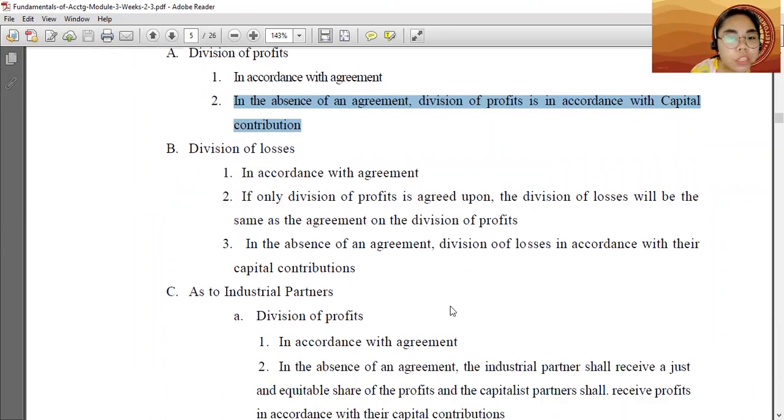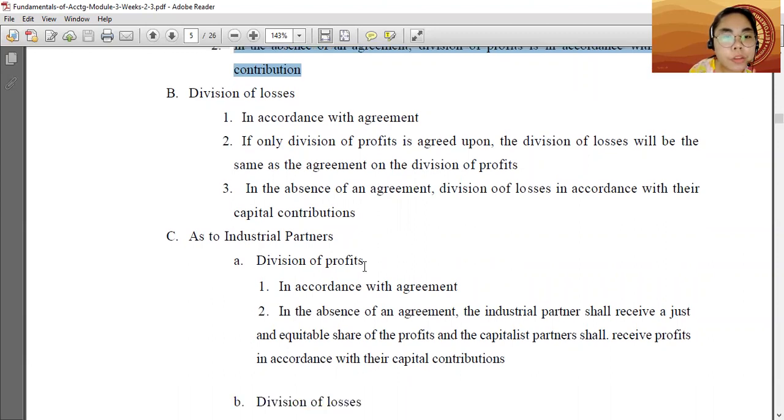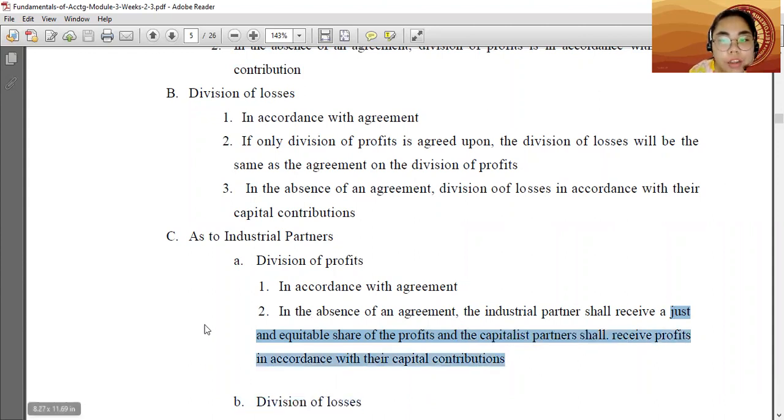Then we have, as to industrial partner, class. Industrial partners are those partners who contributed efforts, skills, and ideas in the partnership. So as to the division of profits, it is in accordance with agreement. And number two, in the absence of an agreement, the industrial partner shall receive just an equitable share of profits, and the capitalist partner shall receive profits in accordance with their capital contribution.